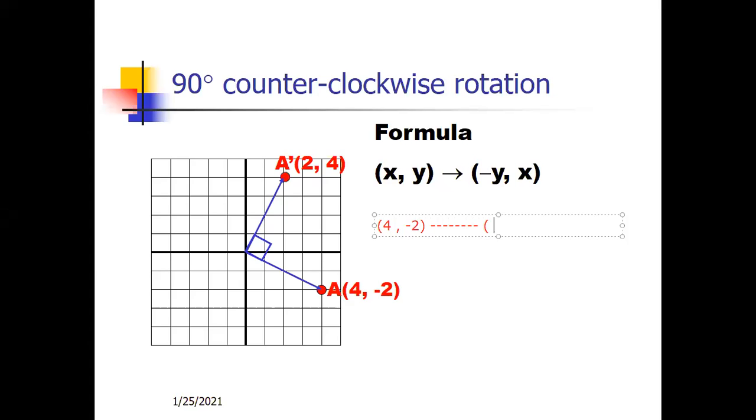2 and 4. It will be 2 and 4. Then you will switch first, so it will be -2 and 4. And then you will change the sign for the first, so the answer, it will be 2 and what? 2 and 4. Okay? Then it's 4 and -2. You will switch, and then you will change the sign for the first, so it will be 2 and 4.